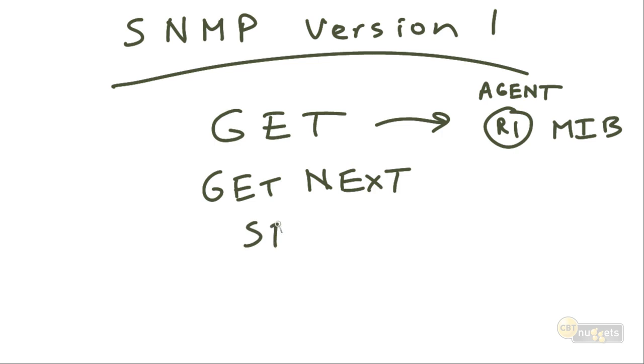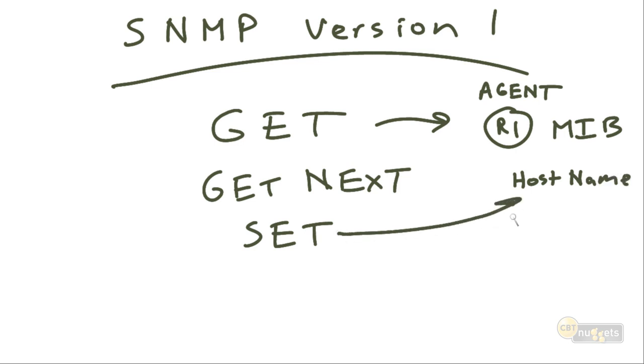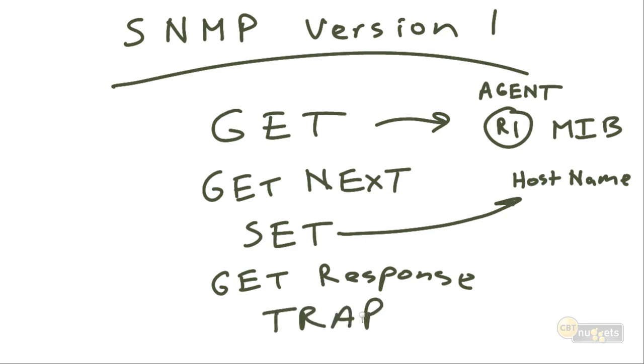And they developed the set command, which could be used to actually configure the device. Let's say there's a MIB variable for the host name of the device, which there certainly is, and we could use a set command to change that host name using Simple Network Management Protocol. They obviously needed to define a get response type message, and they did. And they also invented with version 1 the concept of a trap.